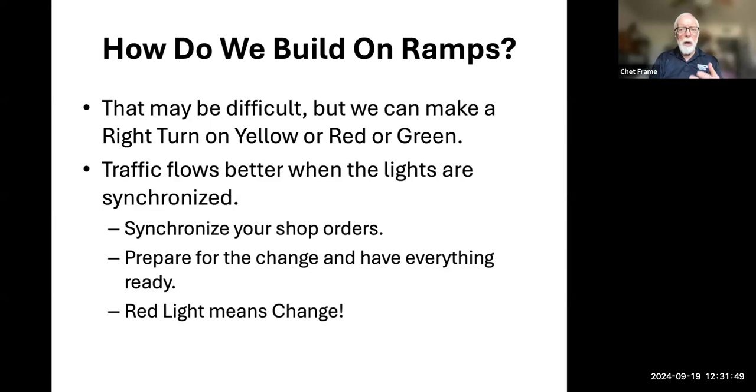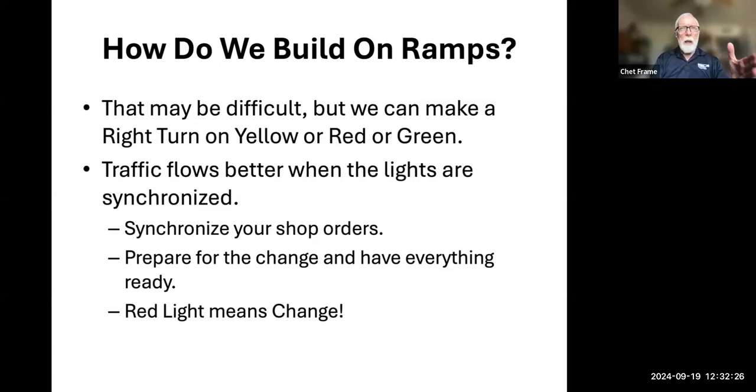So how could we build our on-ramps then for production? And this may be difficult. It may not work for everyone, but remember that we can make a right turn on yellow or red or green. We can always make a right turn. And in this state, some states you can't make a right turn on red, but here we can. So the traffic flows better when the lights are synchronized.